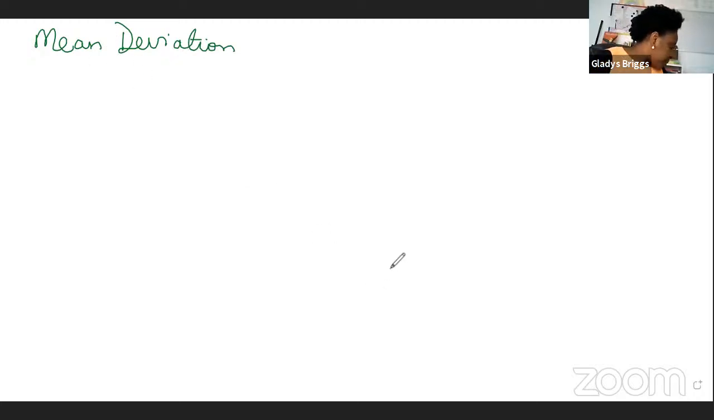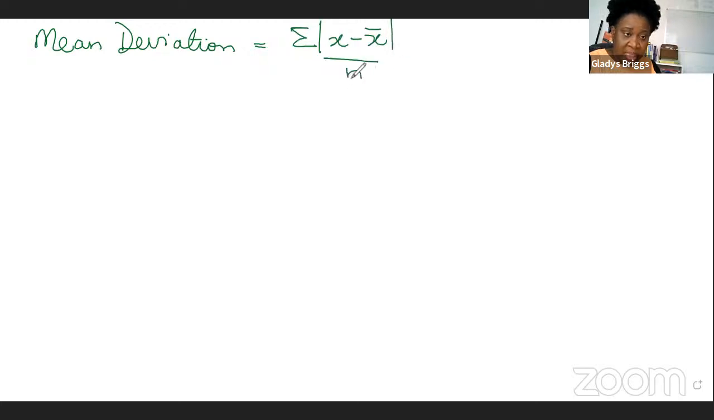Mean deviation. So, the formula for working out the mean deviation that you need to know is sigma of the absolute value of x minus x bar, over n, okay? And you've already come across sigma and x bar and all of these things before. You know that x bar is the arithmetic mean and sigma is when you add everything together, when you total everything, the summation.